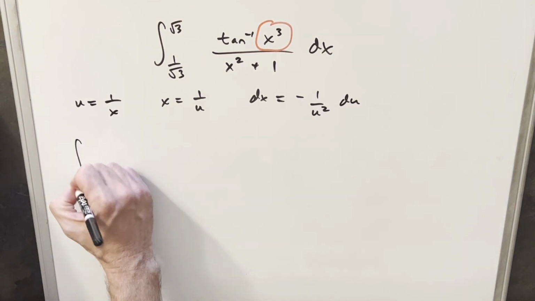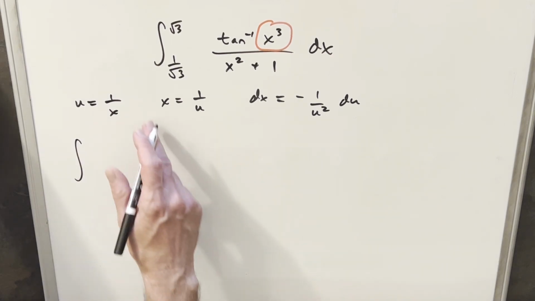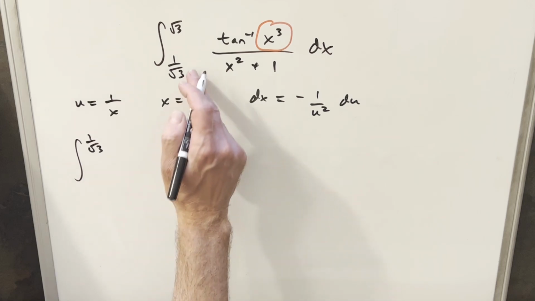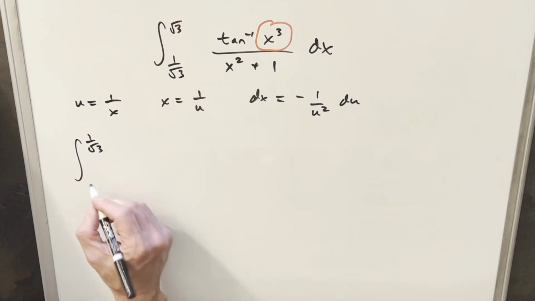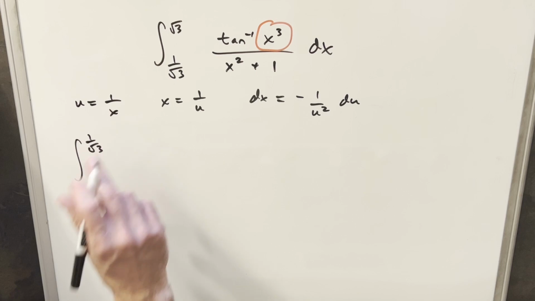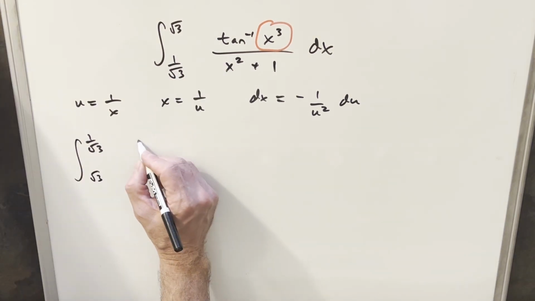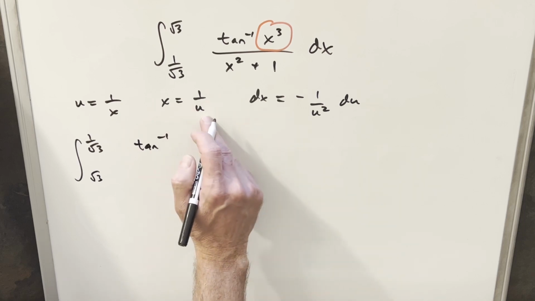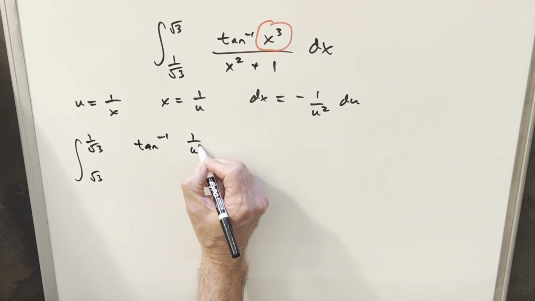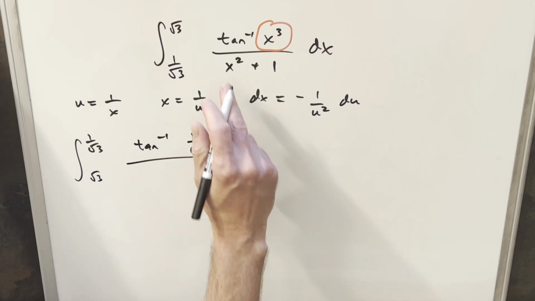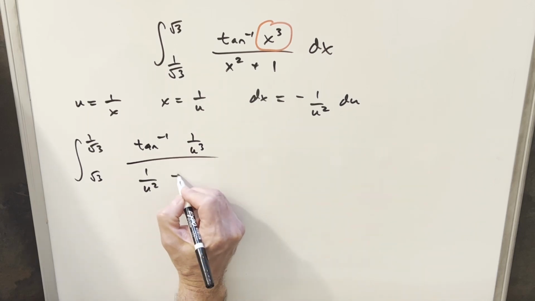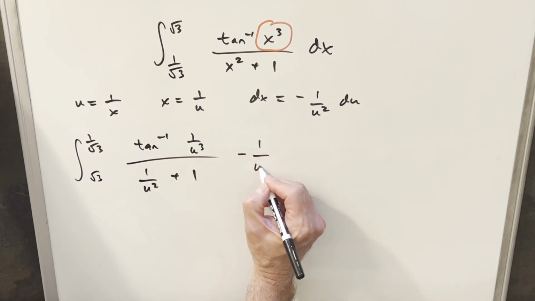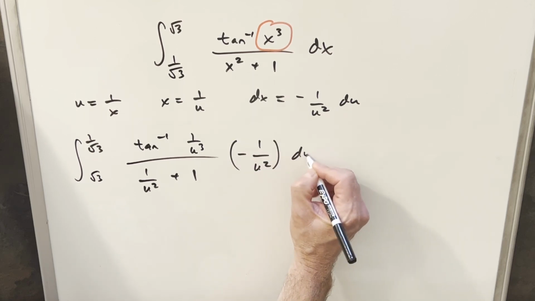Now I'll make this substitution, and again, this is pretty nice because when I plug square root of 3 in here, we get 1 over square root of 3. We plug 1 over square root of 3 in here, we get square root of 3. So it actually just flips the bounds. Then for the numerator, our arctan, because x is 1 over u, this is going to become 1 over u cubed. And then x squared is going to be 1 over u squared plus 1. Then our dx value, we're going to have minus 1 over u squared du.